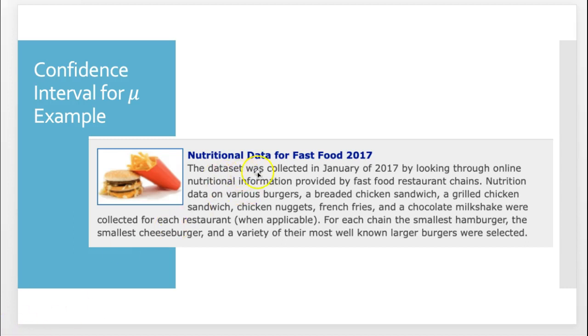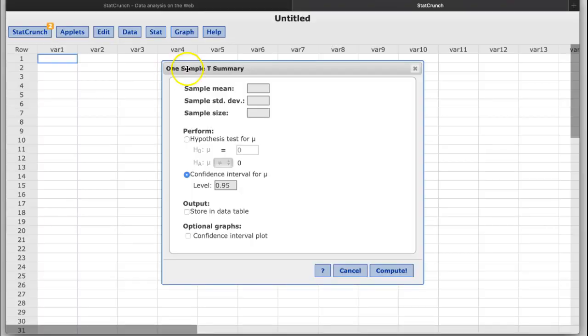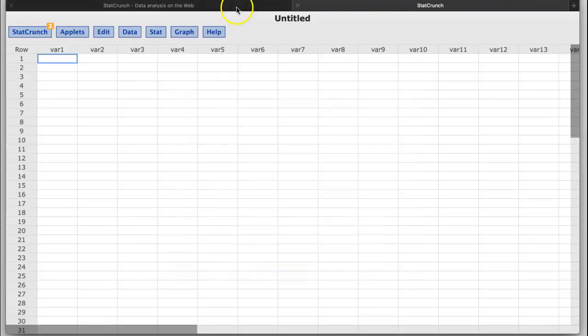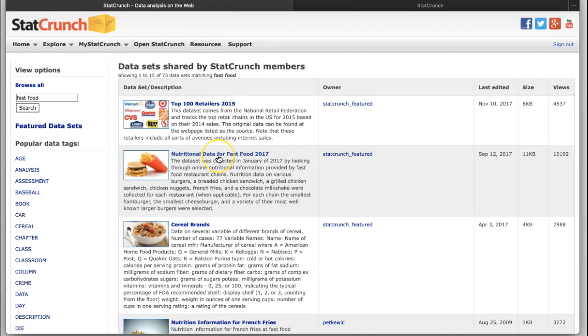And so I'm going to revisit this fast food data that we looked at previously. I'm going to go back here. Oh, here it is. I'm going to look at this nutritional data set, so I'm going to open this up here.